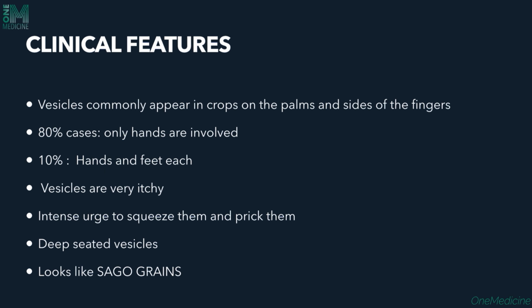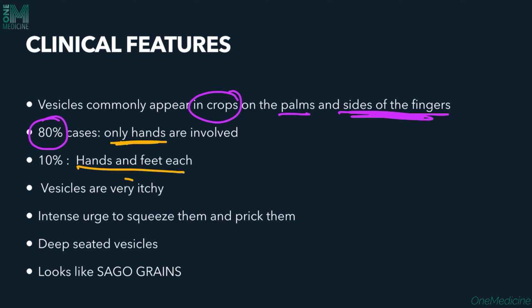Clinically, we see vesicles which appear in crops on the palms and soles, and also on the sides of the fingers. In the majority of the cases, that is in 80% of the cases, only the hands are affected. In 10% of the cases, hands and feet both are affected. The vesicles are very itchy. The patient will tell you that he keeps itching all the time.